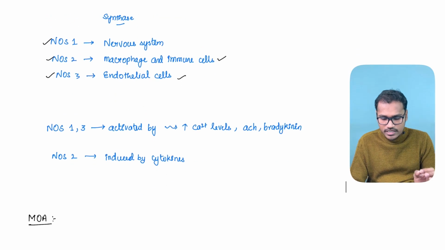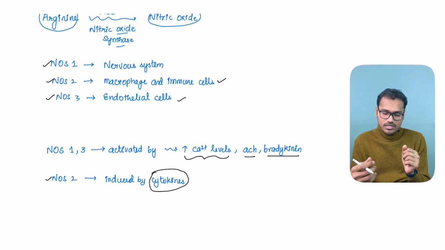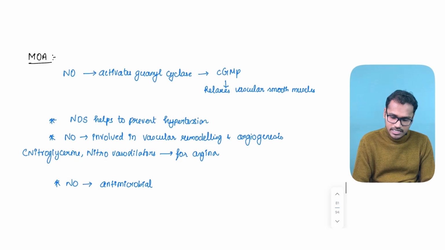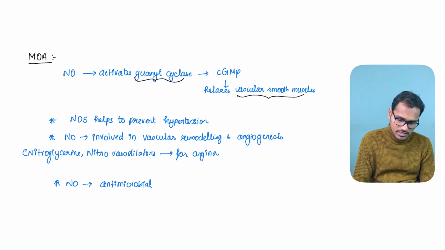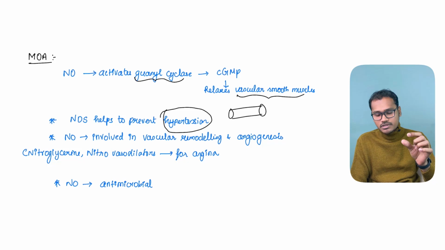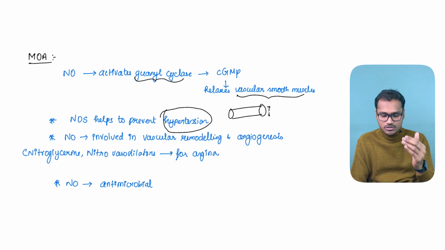Then NOS 1 and 3 are generally activated by increased calcium levels, ACh and bradykinin. That is because the components like NOS are being released and they will cause vasodilatation by the production of nitric oxide. So what is the mechanism of action? The mechanism of action is simple. It activates guanylyl cyclase, which relaxes vascular smooth muscle. And sometimes it can be used as a prevention for hypertension. Why? Because in hypertension, the blood vessel is not properly relaxing. It is in a rigid state. So when NO is acting on the blood vessels, there is slight relaxation of the vascular smooth muscle, which can be used to reduce the blood pressure.